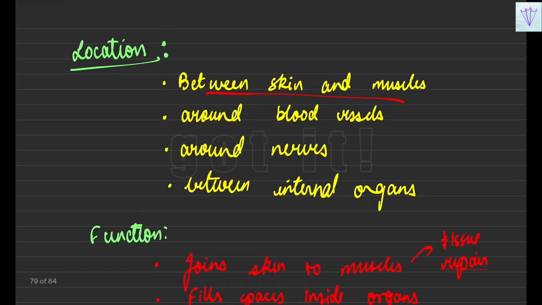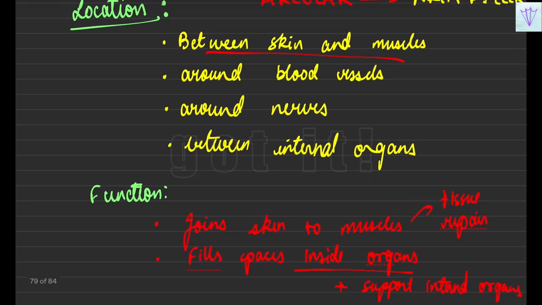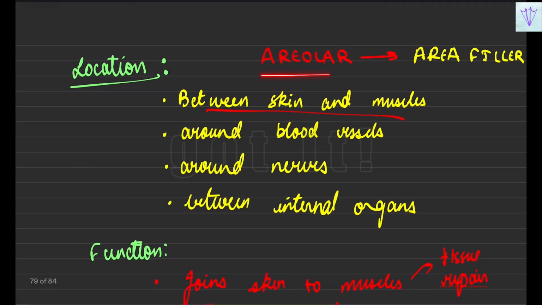So, in this way, you can remember, and the trick in which you can remember it is, see, areolar. When you see this, you have to remember that it is an area filler. It performs this because it will fill spaces inside organs. So whenever you see areolar, you have to remember area filler. So areolar fills empty spaces in the body.